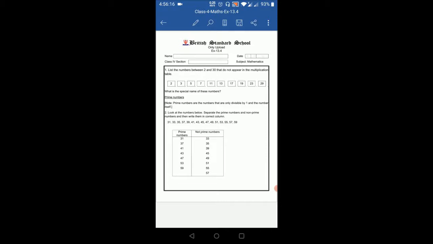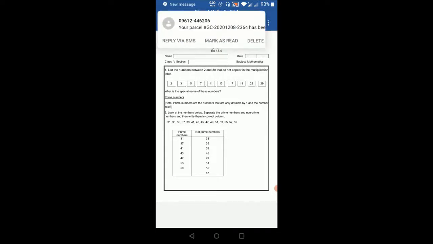So what is a prime number? There is a note that prime numbers are the numbers that are only divisible by 1 and the number itself. So this type of number is called a prime number, which is not divisible by any number except 1 and the number itself. For example, here 7 is a prime number.